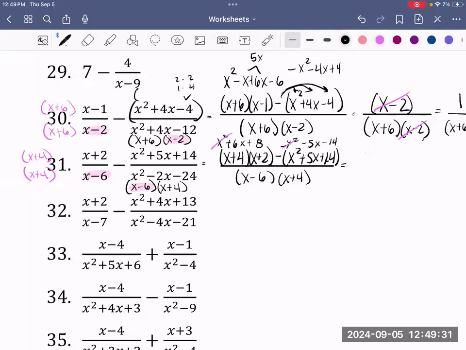You're left with just a regular x. And now you have 8 minus 14, which will get you to a negative 6. There we go. X minus 6 and x plus 4. And they're going to cancel. 1 over x plus 4.